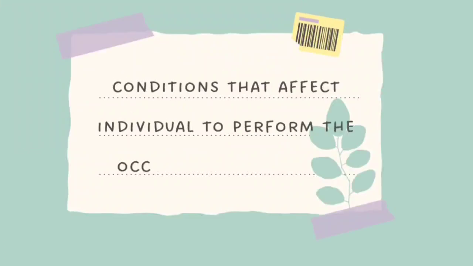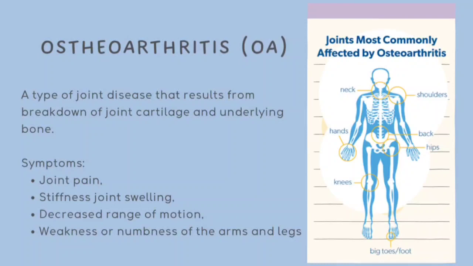Conditions that affect an individual's ability to perform the occupational activity. First is osteoarthritis, or OA. OA is a type of joint disease that results from breakdown of joint cartilage and underlying bone. Symptoms of osteoarthritis are joint pain, stiffness, joint swelling, decreased range of motion, and weakness or numbness of the arms and legs.